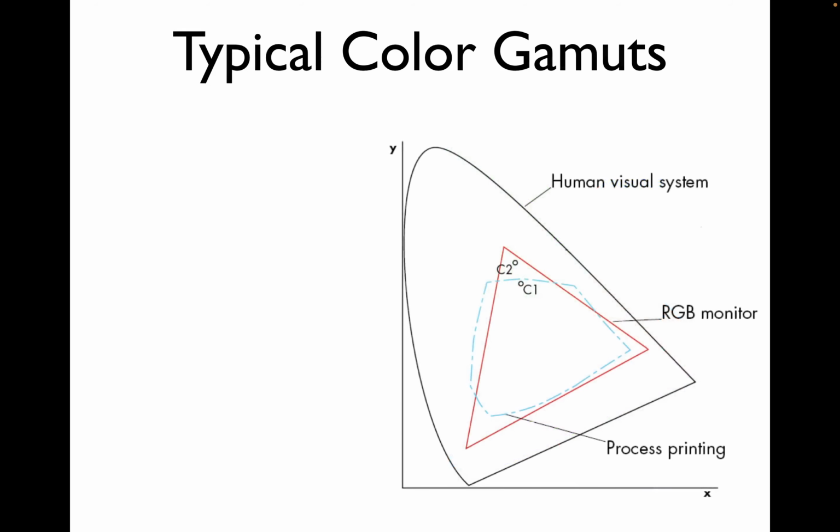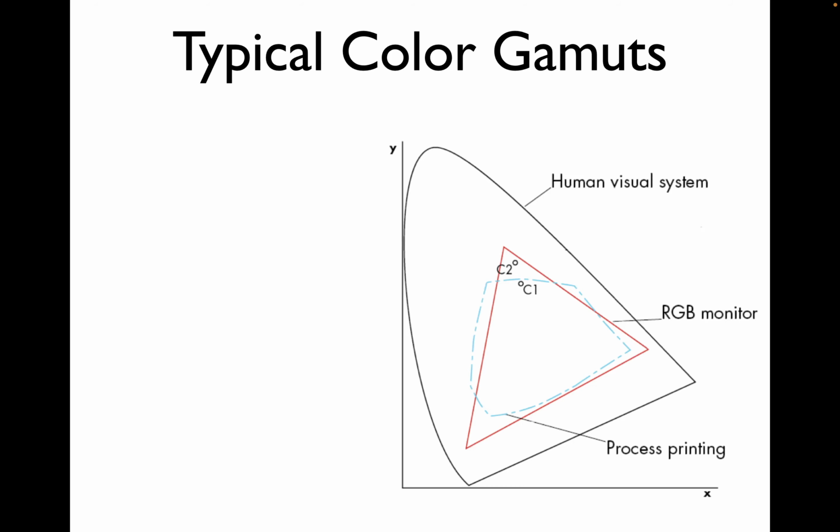So this is a more pared down version of it. If we take a look at the cyan dotted line here, that would be what they call process printing. So this would be a CMYK printer, the printing press that would do something like a magazine.